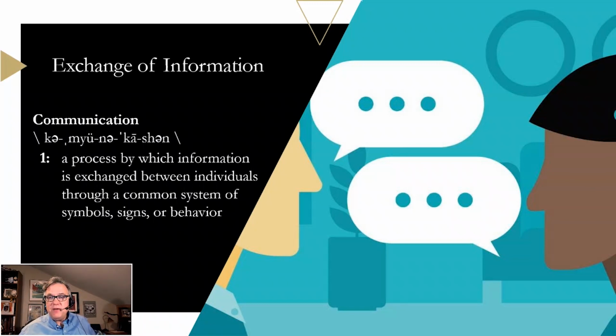It's a process by which information is exchanged between individuals through a common system of symbols, signs, or behaviors, right? It doesn't say words, it doesn't say letters, it doesn't say graphics. It says symbols, signs, or behavior. So what we do to exchange that information can take many different forms. And that's what we do when we communicate, right?